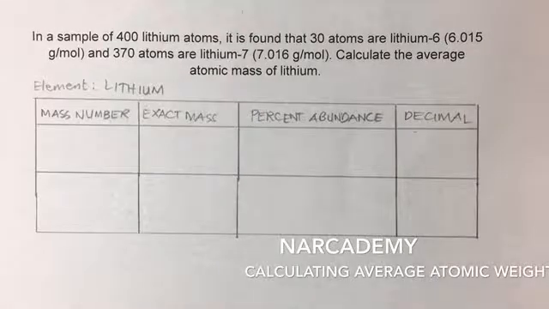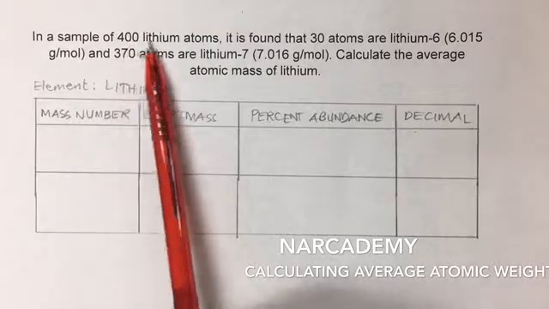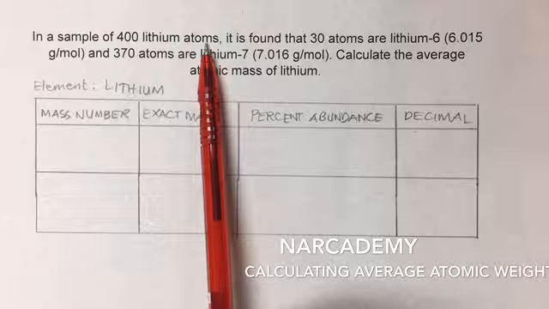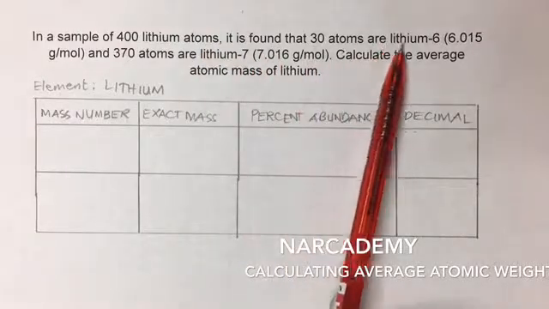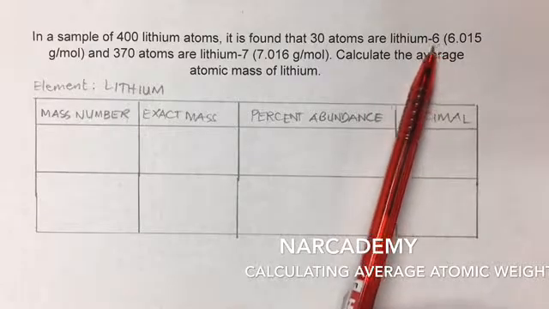How do we calculate the average atomic mass of a certain element if we're given the actual number of atoms instead of the percent abundance? Here on your screen is another type of problem, in which you're given a sample that contains 400 lithium atoms. In this sample, 30 atoms are lithium-6. Lithium-6 means the mass number of that element, lithium, is 6.